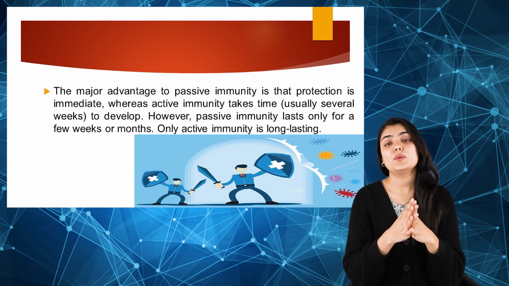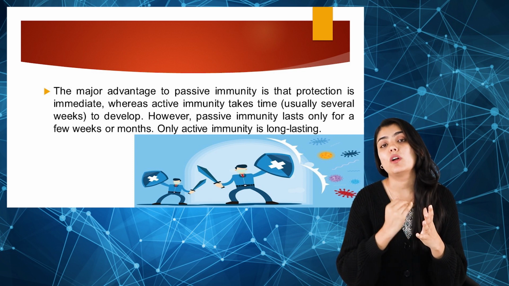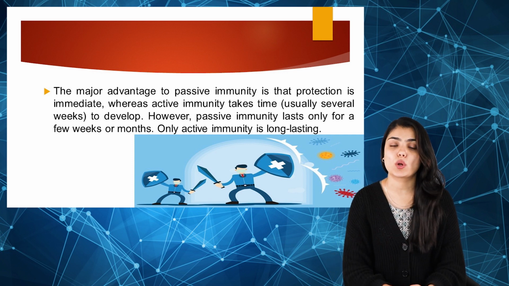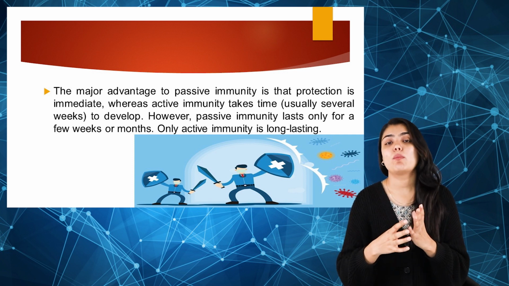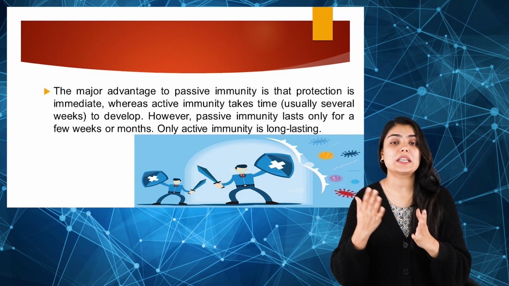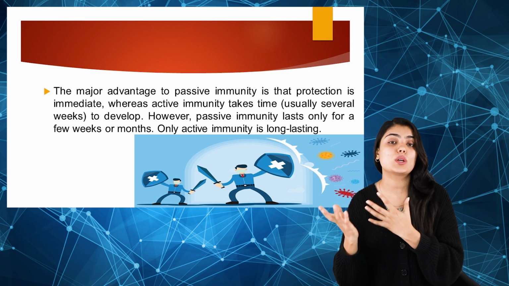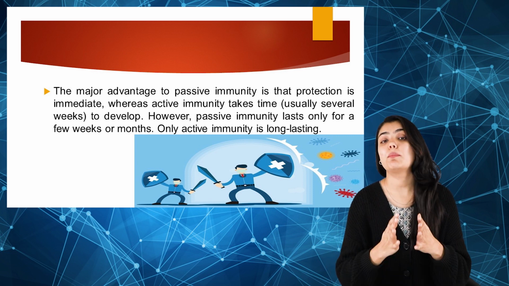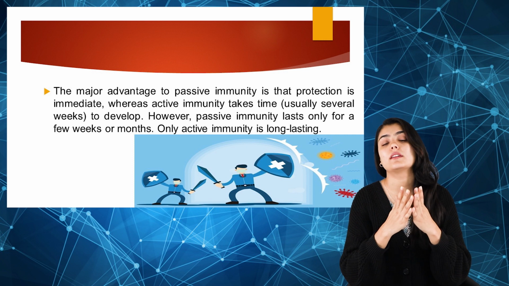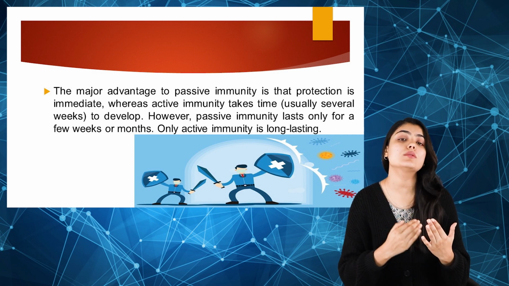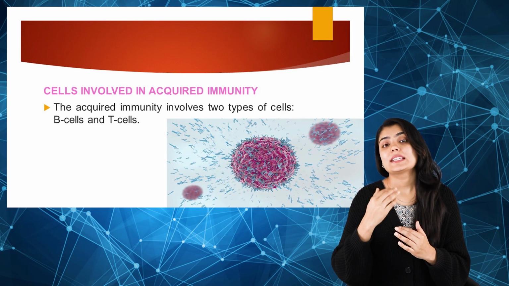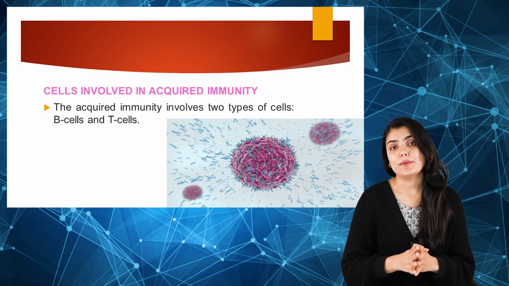However, passive immunity does not last for a longer period of time because our body is not producing the antibodies. Because in passive immunity, our immune system is not producing. It is given from the outside. The antibodies are taken from the outside. Therefore, it is not a long-lasting immunity, but the active immunity is a long-lasting immunity, and it is also sometimes a lifelong immunity.